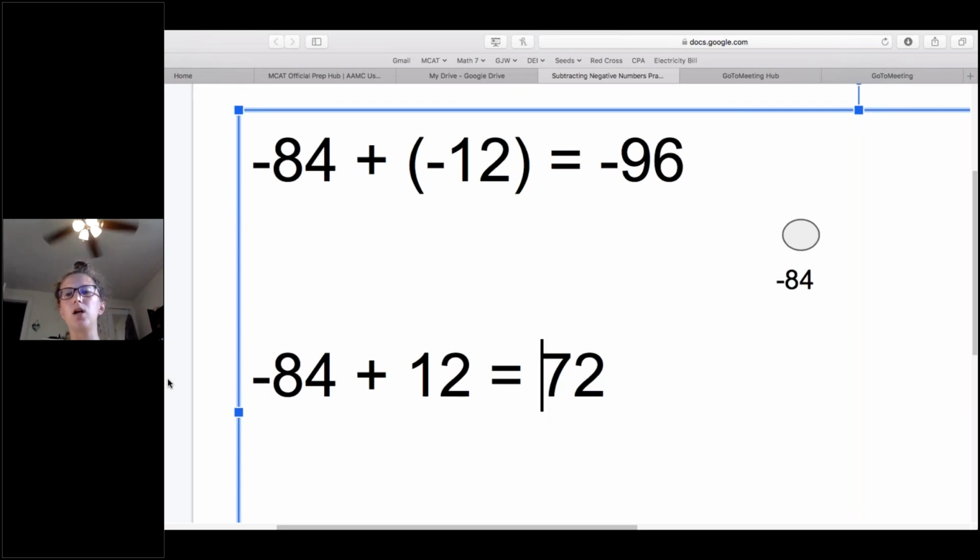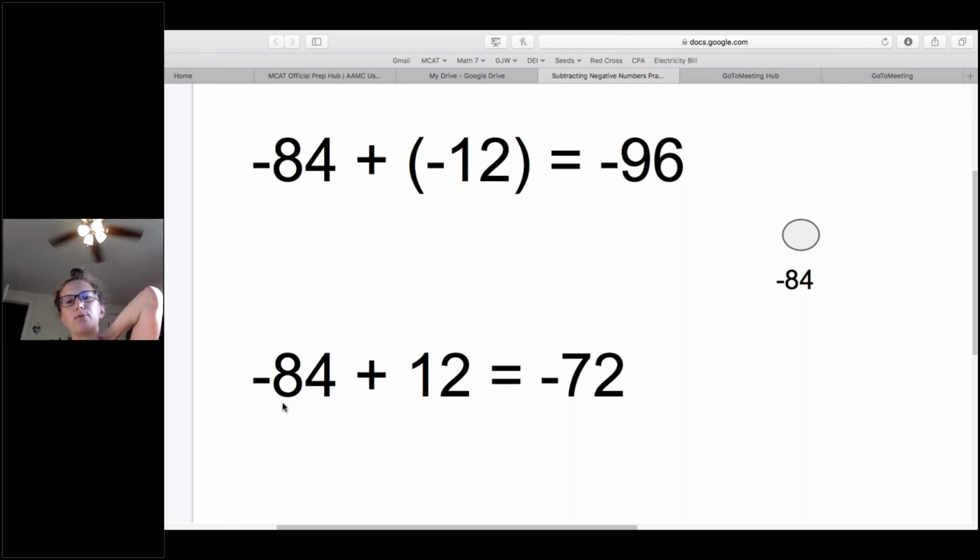So it's 72. Is it going to be positive 72 or negative 72? Negative 72. And why? Because the 84 is bigger. Awesome. The 84 is bigger, it has a bigger absolute value.